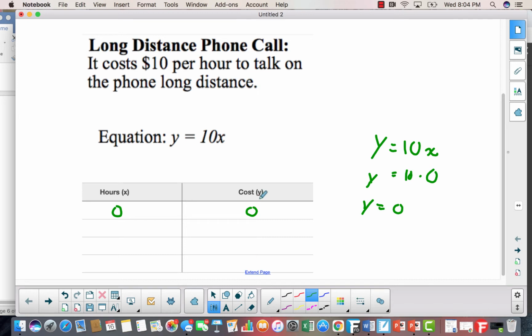If you're not spending any time on the phone, you shouldn't pay any money. Although, I guess nowadays it doesn't make sense. But just go with me, all right?